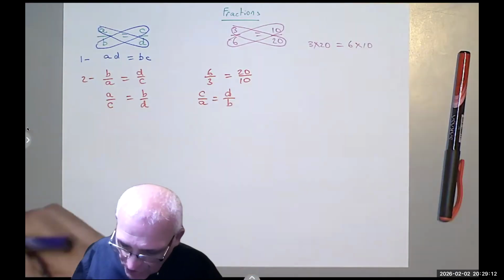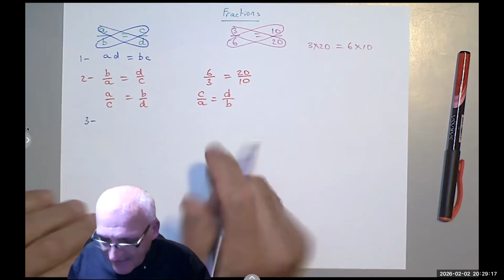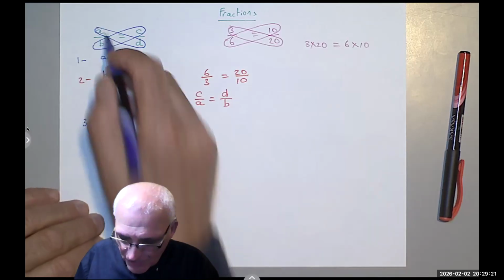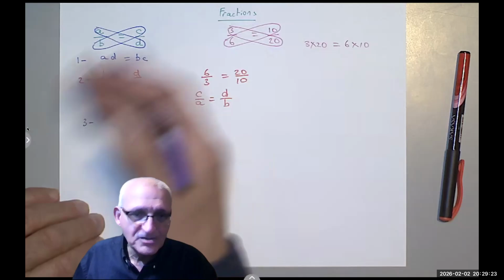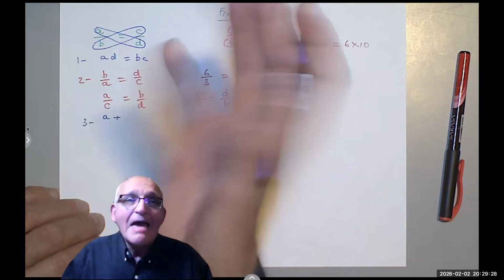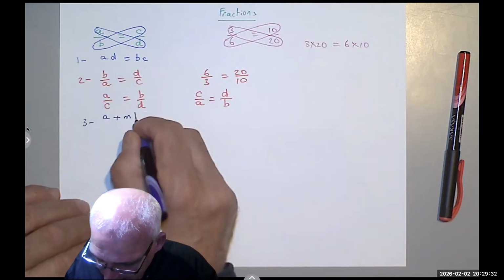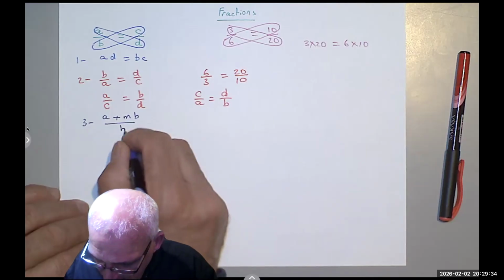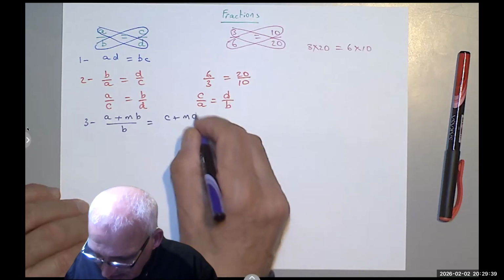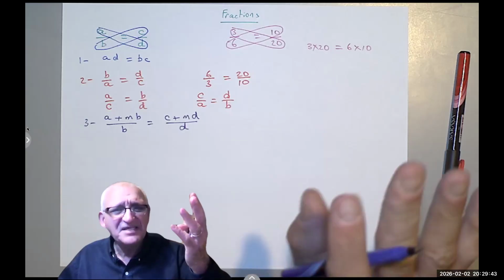I can also say, and this may be a surprise, that if I add a multiple of the denominator to the numerator, add or subtract, so plus or minus, and let's say I'm going to use a multiple of M, where M is another number, then A plus M times B over B is the same as C plus M times D over D. Wait, what does that mean?